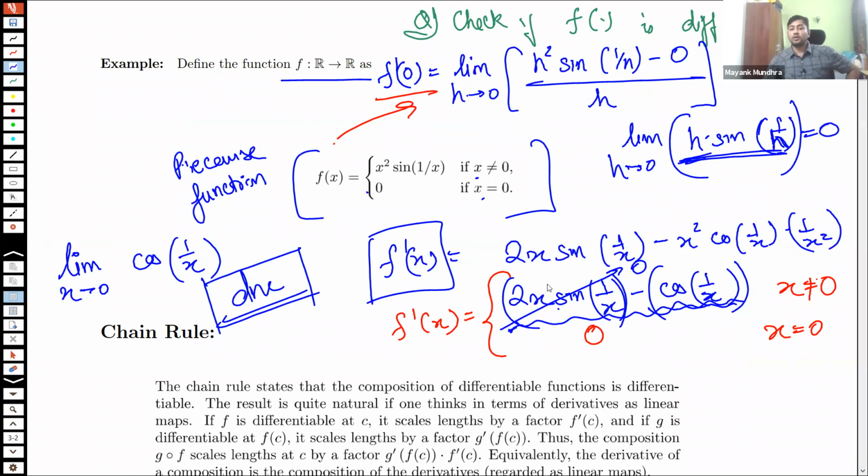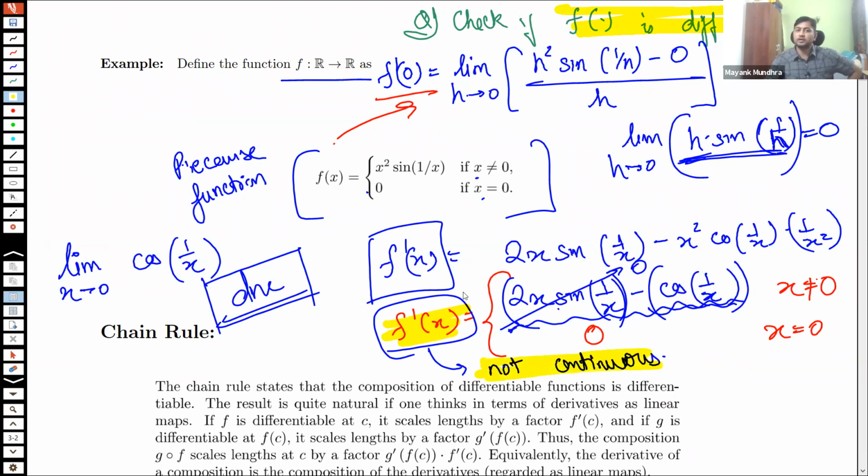Anyway, so important thing is the limit of f prime x does not exist at 0. So f prime x is not continuous. Okay, so the important thing is that f is differentiable at 0, but f prime x is not continuous. So this function is not continuously differentiable. A continuously differentiable function implies that the function is differentiable plus its derivative is a continuous thing.